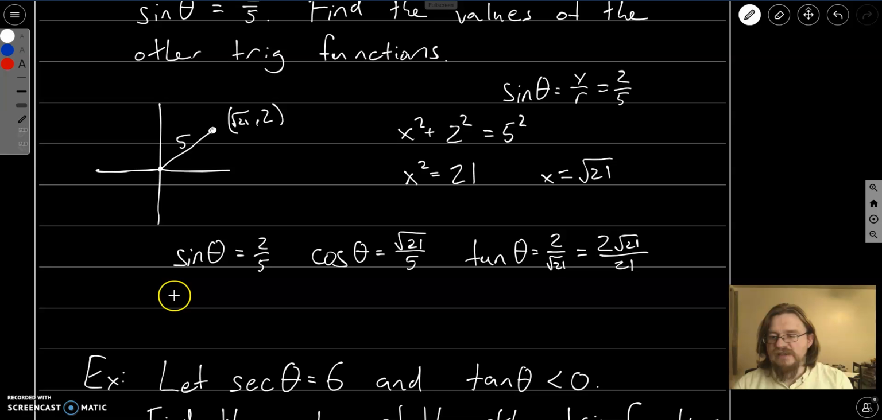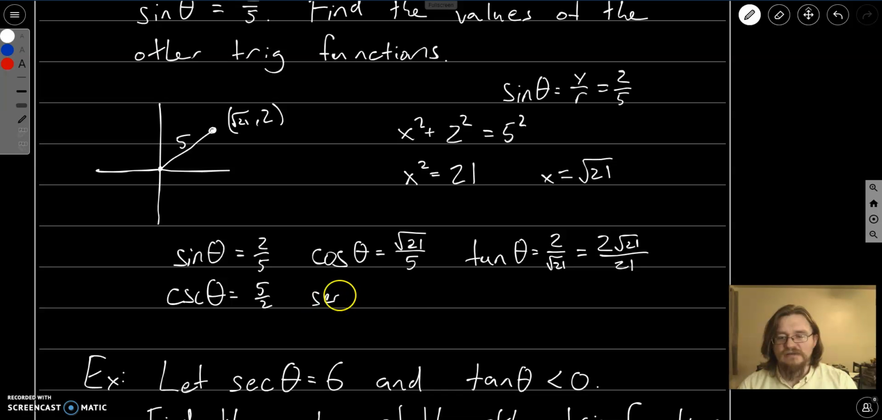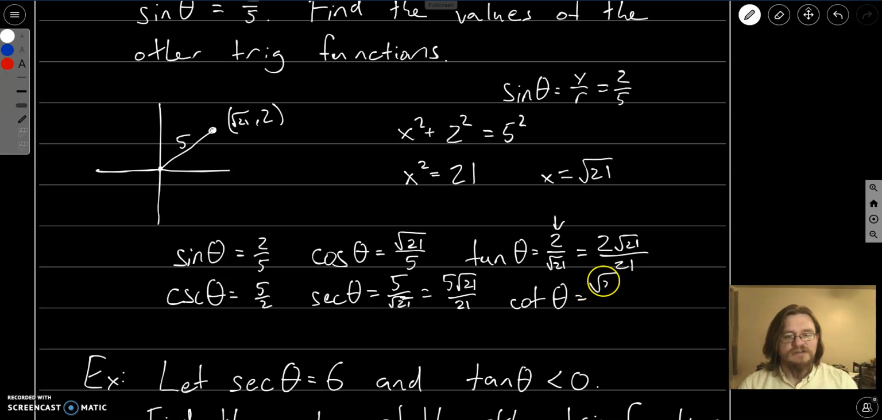The cosecant, again, this is pretty straightforward. It's just going to be the reciprocal. The secant is going to be the reciprocal of this. So this will be 5 over root 21. But again, we want to rationalize the denominator, so we'll multiply the top and the bottom by square root of 21 to get 5 root 21 over 21. And then the cotangent, I'll take the original fraction that we took, take its reciprocal to get root 21 over 2. And there we have it.